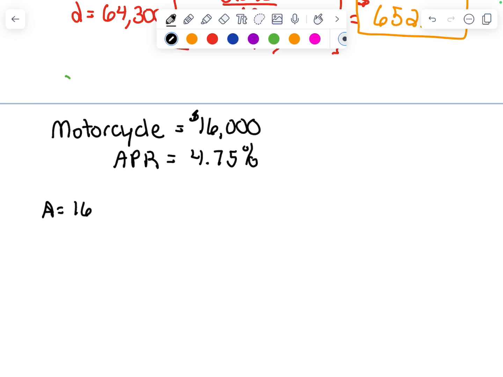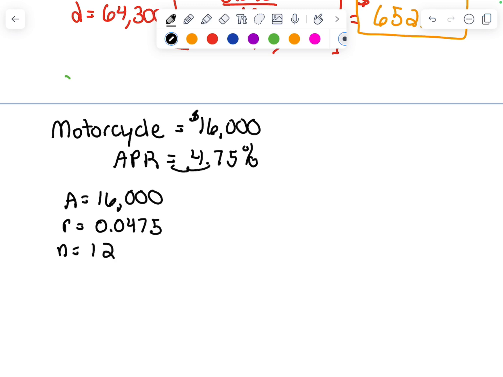So our amount that we want to save is going to be $16,000. Our R is our interest rate turned to a decimal, so that's going to be 0.0475. Our N is how many times compounding, and here it is compounded monthly, as on most high yield savings accounts, so 12. And we want to do this for 1 year, so T is going to be equal to 1.